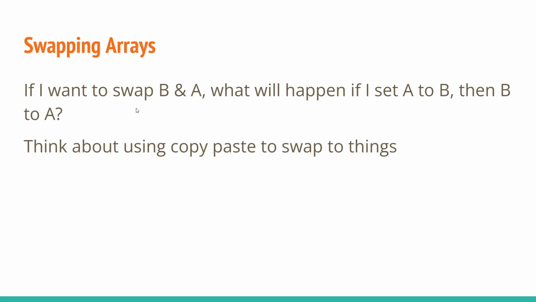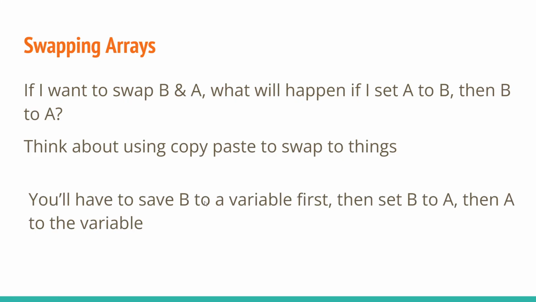So if we want to swap elements B and A, what would happen if I set A to B, then B to A? Well, when I set A to B, I now just have an array of B and B. So I couldn't set B to the old A value. So first, we need to save A to a temporary variable, and then we can set A to B and then B to the variable.